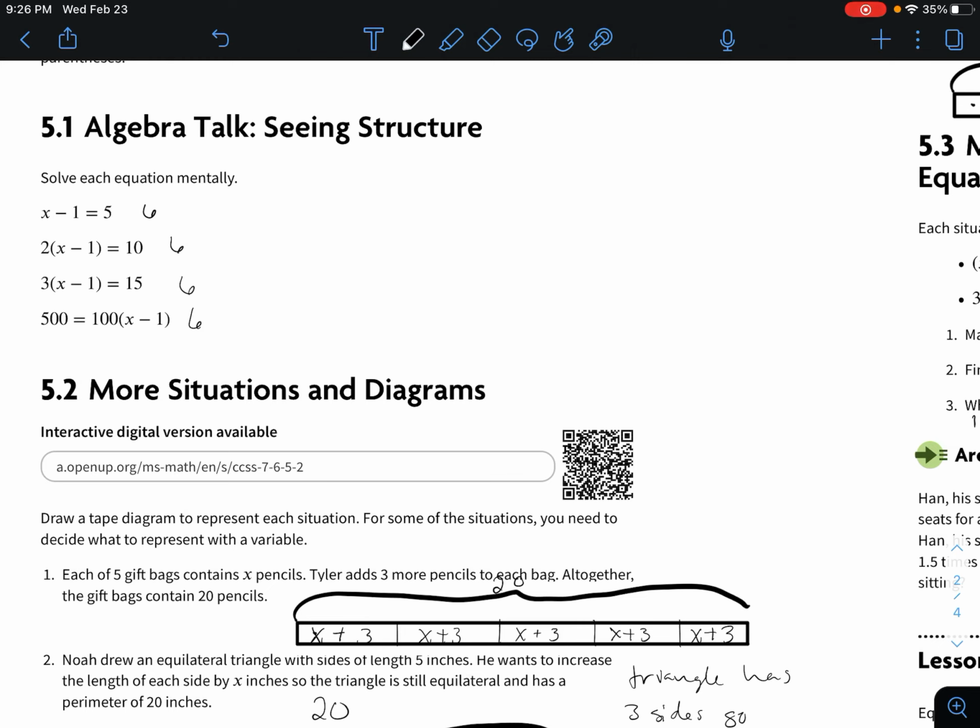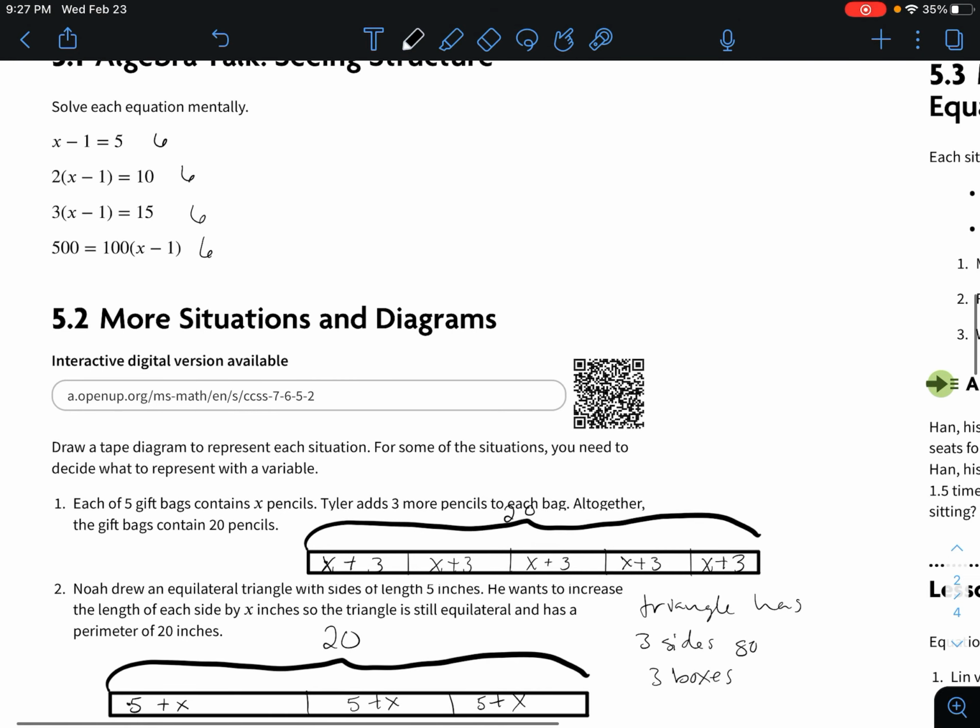So this first one, each of 5 gift bags contains x pencils. Tyler added 3 more pencils to each bag. Altogether, the gift bags contained 20 pencils. So 20 is the total length of the tape diagram. There were x pencils originally, and then we added 3, and there were 5. So we break that tape diagram up into 5 equal blocks, where each one had the x plus the 3 extra pencils added.